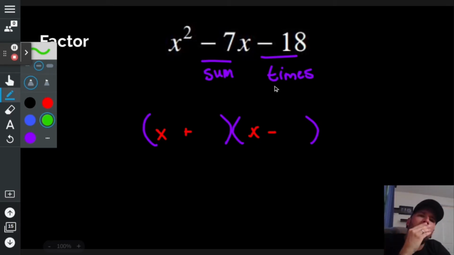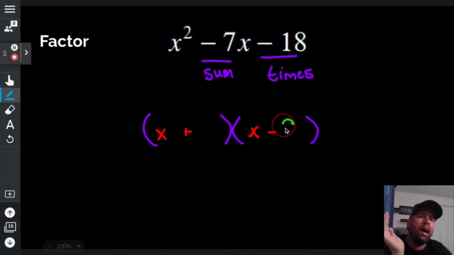So two numbers that multiply out to 18 are 6 and 3. Could I take a 6 and a 3 and make them a 7 if I subtract one from the other? No. How about 2 and 9? Can I find a way to multiply 2 and 9 to get 18? Yeah. Can I find a way to subtract a 2 and a 9 to get 7? Yes. And so since this is negative, the 9 is going to be negative and the 2 is going to be positive.